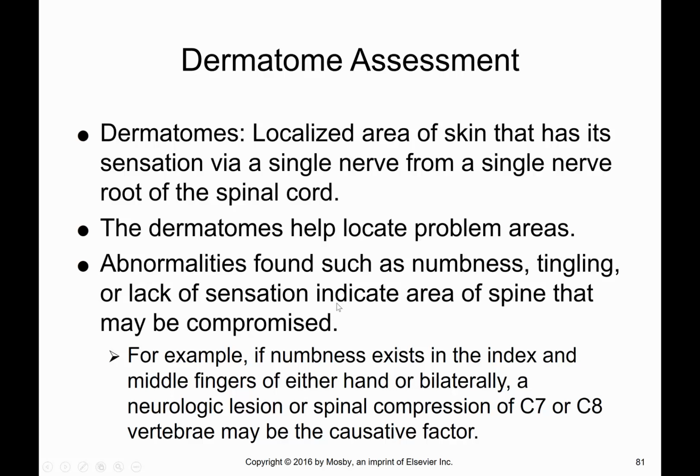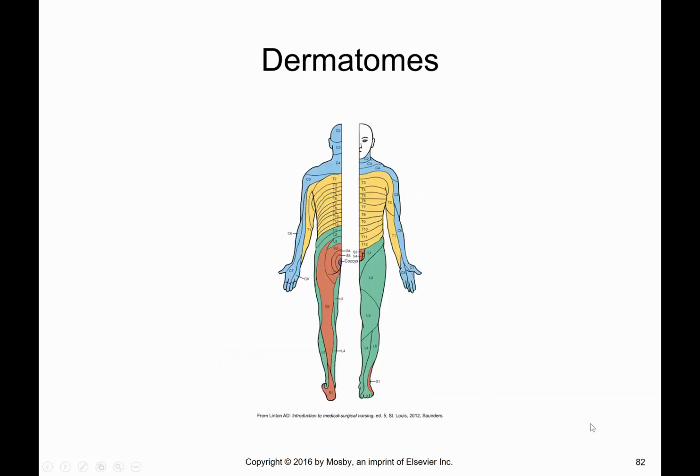So as we see, for example, if numbness exists in the index and middle fingers of either hand, or bilaterally, so it could be on one side or both sides, a lesion or a spinal cord injury to C7 or C8 is where your problem is, based on these symptoms in the finger. Okay, so that's how you can decide where the injury is.